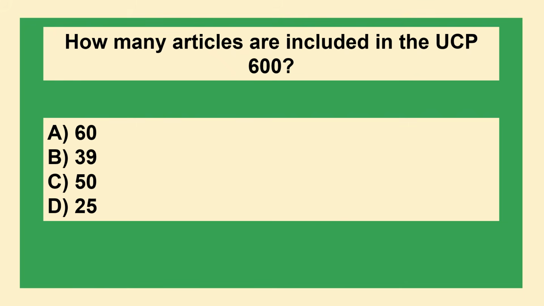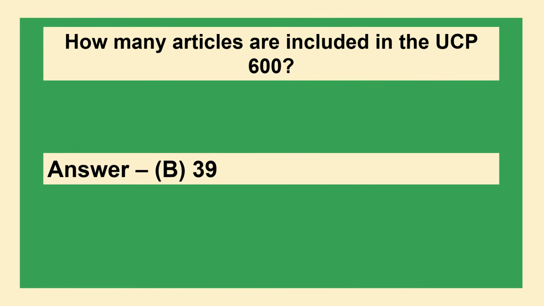Question, how many articles are included in the UCP 600? Option A, 60. Option B, 39. Option C, 50. Option D, 25. Answer, option B, 39.